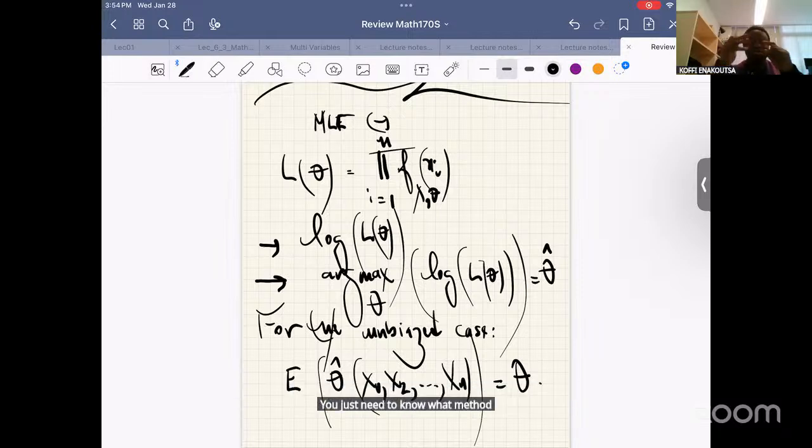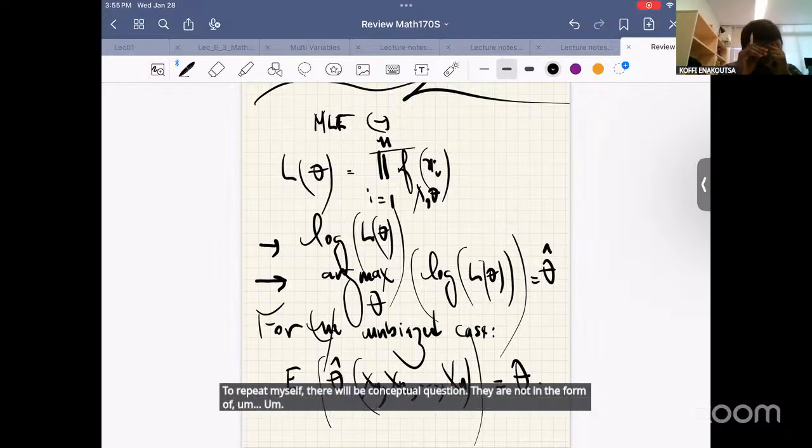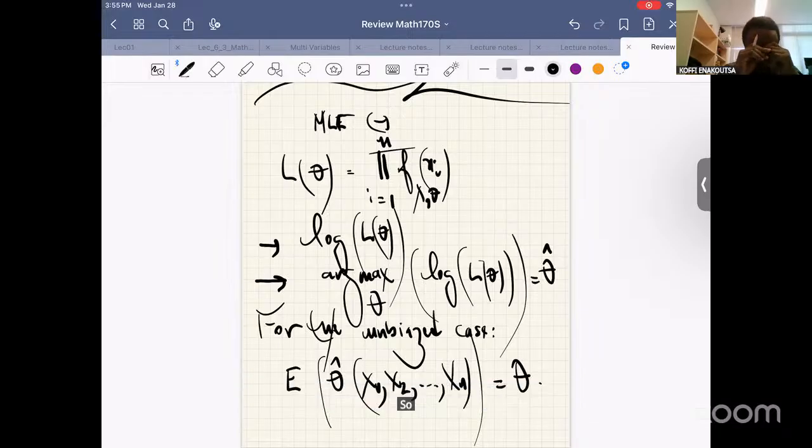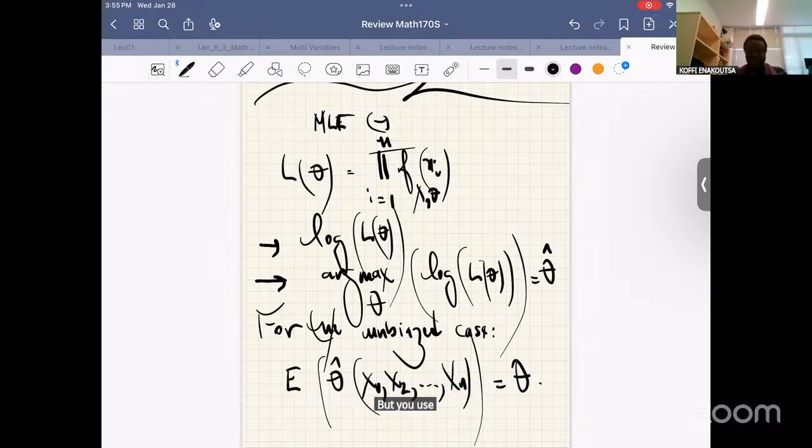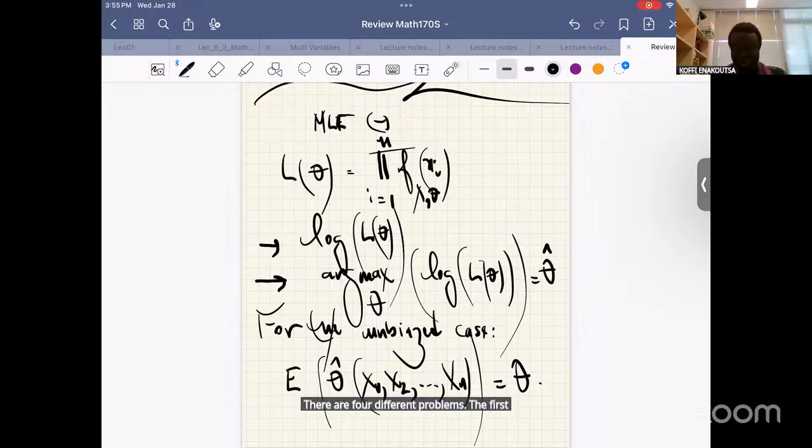I know that it's not a difficult exam, but you just need to know the methodology. To repeat myself, there will be conceptual questions. They are not multiple choice questions. It's just direct questions where I'll be asking you to explain a few things using a few words. And then there are 4 different problems. The first one is conceptual. The 3 others are on some of the topics that we discussed.